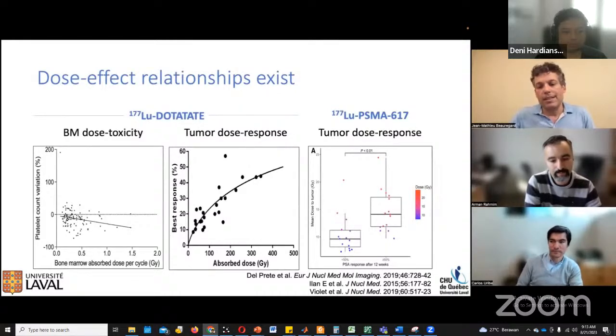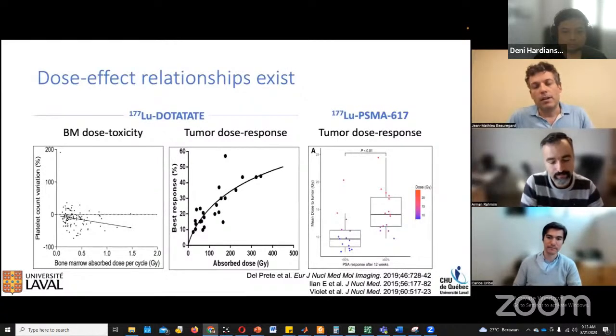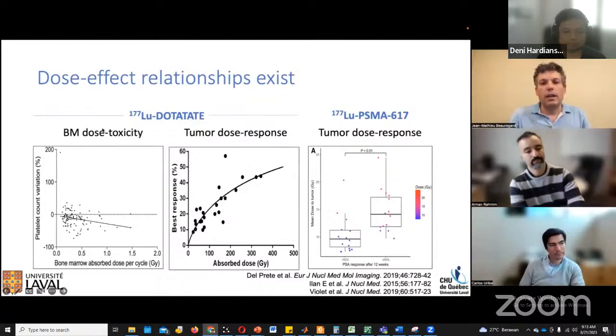And also, there's this dose-effect relationship that has been demonstrated many times in different series, where we see that indeed the more radiation is delivered to healthy organs, the more toxicity can be seen. For example, here we have a relationship between the bone marrow dose and the drop in platelet counts, which is a very sensitive biomarker of side effect to the bone marrow.